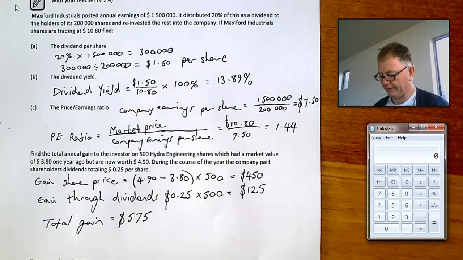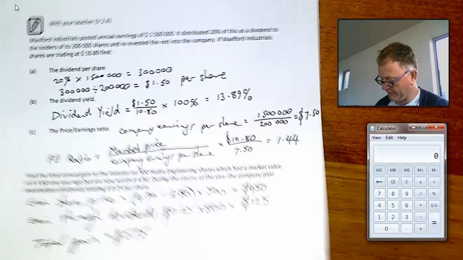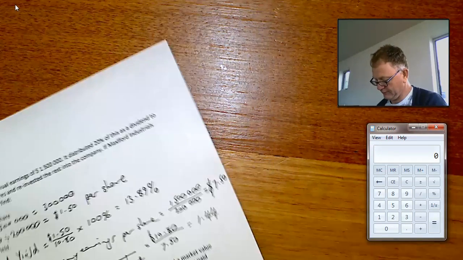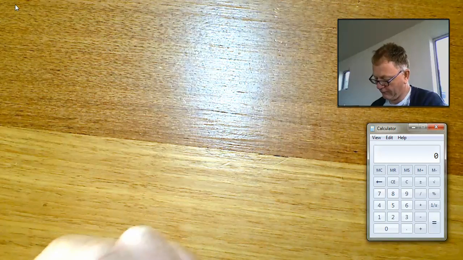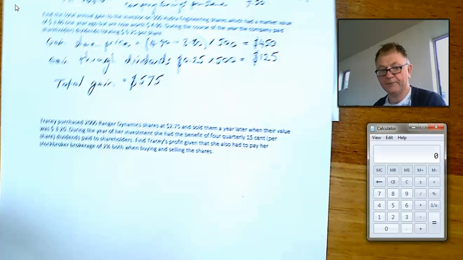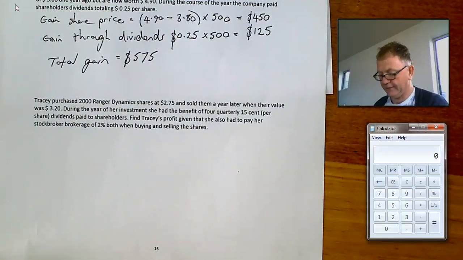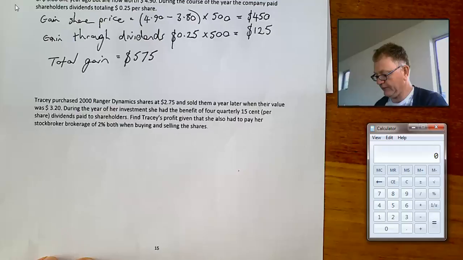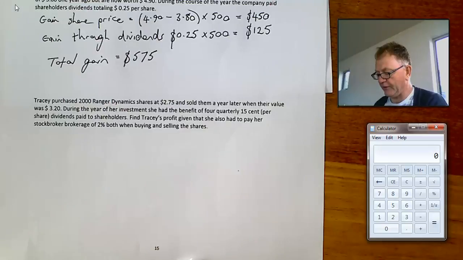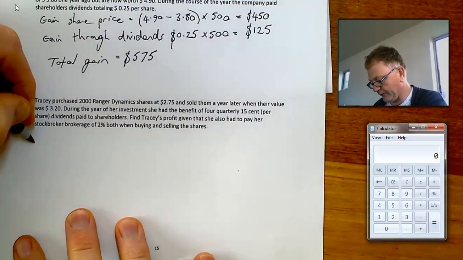One more question down the page here. I'll just move my page up. Fold it over. There we go. Now Tracy is investing in Ranger Dynamics shares. They cost $2.25. She sold them later at an increased price, and she also got some dividends. We also in this case have to take into account that she had to pay brokerage when she bought them. So how much did they actually cost her when she purchased them?